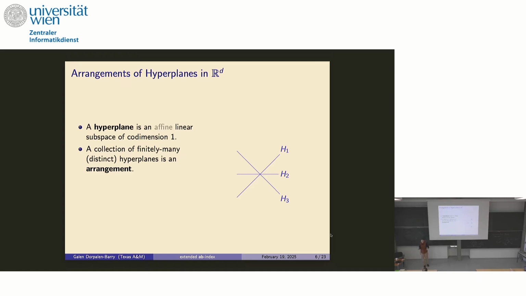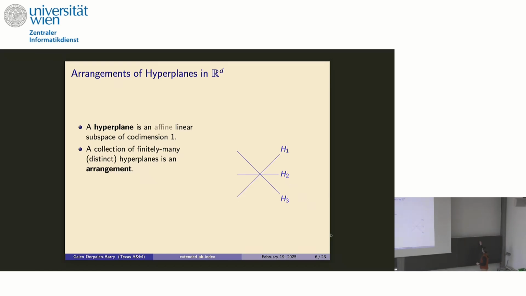This whole story works if you allow, so on this right-hand side, I have H1, H2, and H3. They all pass through the origin in R2, which is that intersection. You could move H2 down, and then you end up with a triangle in the middle. And what I'm telling you today will also hold for these affine arrangements.